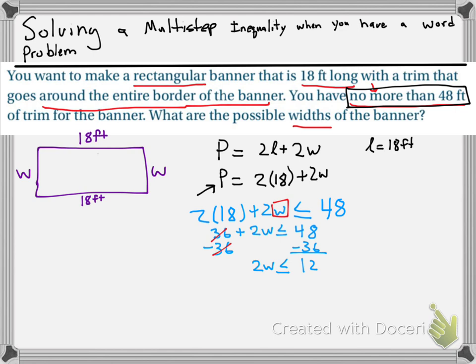Then our next step: our old man is still here. Now we have the 2 that's multiplying the W, so the opposite operation of that would be to divide by 2, because the 2 is what's affecting the W, and we're going to divide by 2 on both sides. So we simplify here, because 2 divided by 2 is 1, leaving us just with W is less than or equal to 6, and that would be our answer.